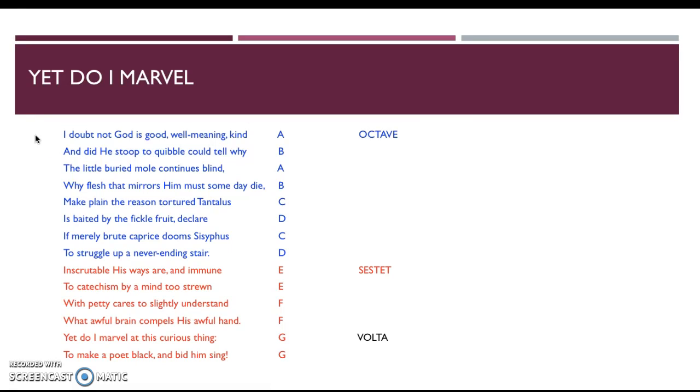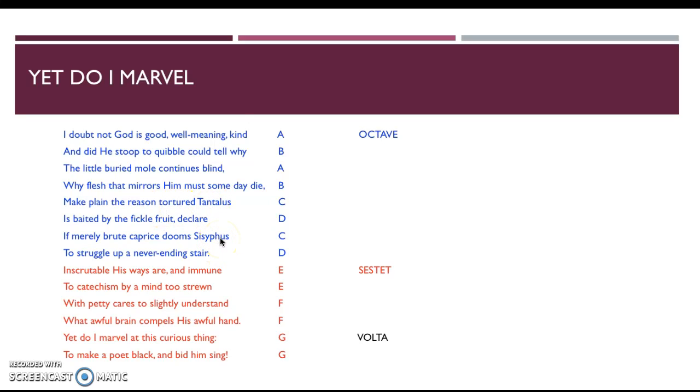He doesn't doubt God's goodness. He doesn't doubt that God is kind. And if God bothered to quibble with us, if he bothered with such small things, in line 2, he could tell us why these things happen. And then he begins a series of mysterious things, right? Why does he create an animal that's blind? Why does he create us in his image only for us to die? Why are we mortal? And then he makes reference to Tantalus and Sisyphus.